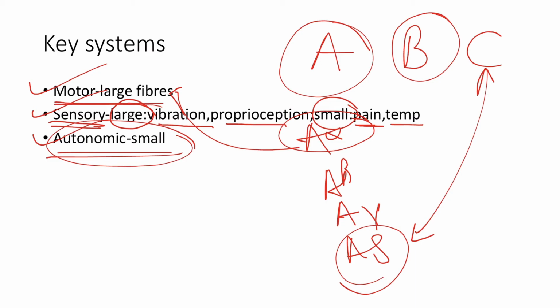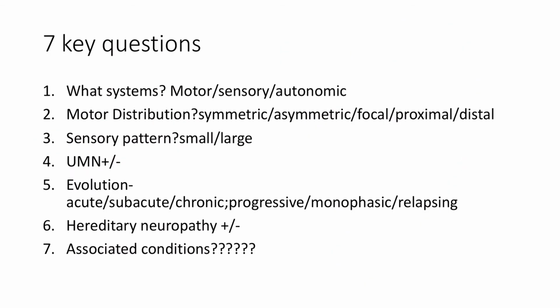Right. Now, whenever you talk about peripheral neuropathy, we actually talk about 7 key questions. So, what are the 7 key questions which need to be answered in any case of peripheral neuropathy? The first key question to be answered is which systems are actually affected, whether it is the motor system, the sensory system, or the autonomic symptoms, so that you can get an idea from the history.